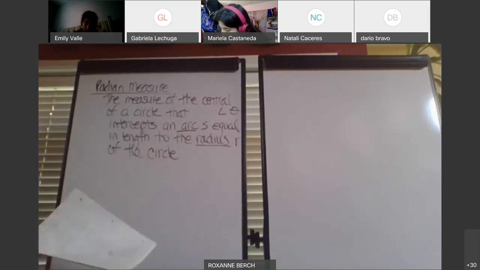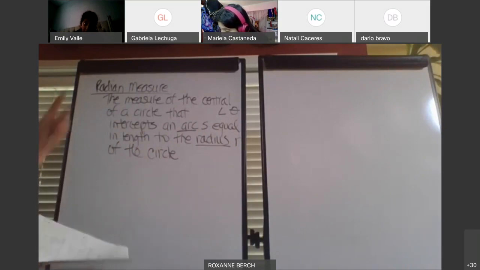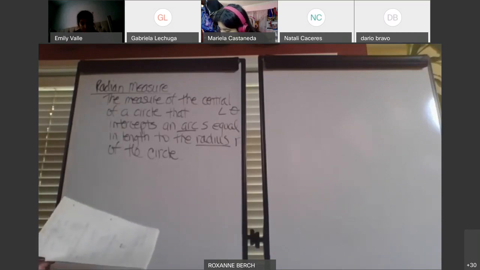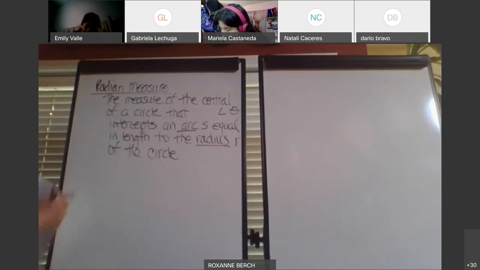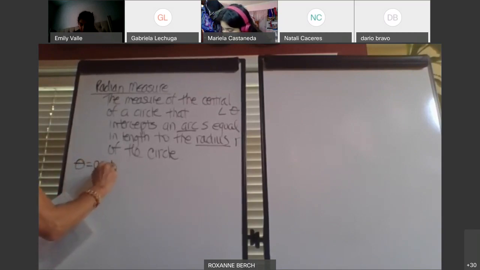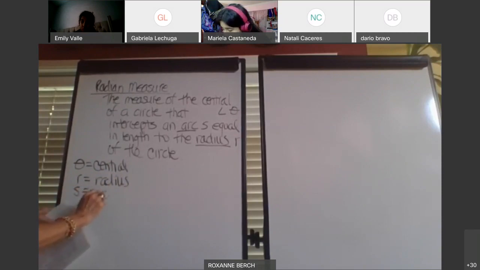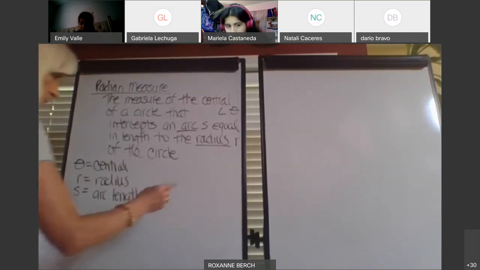Yeah. So most students seeing this don't understand what it means, but somehow today I have to convey to you what this means. So hopefully you have an understanding about what this is saying. I'm going to draw you a picture right now. They're saying that theta is a central angle, that R is the radius, and that S is an arc length. So I'm going to draw a picture.